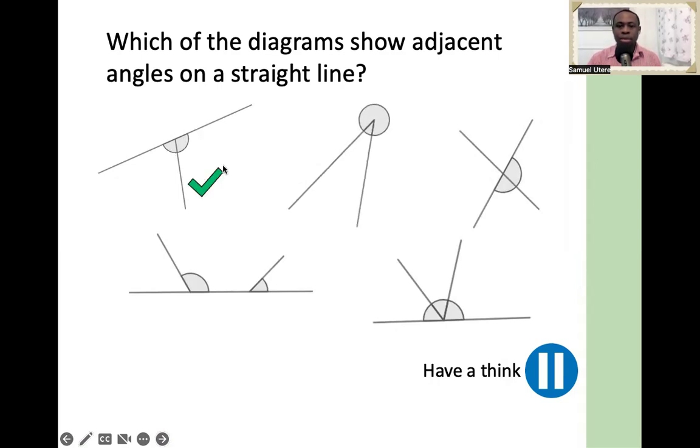That is not. That is not, because although these angles, if we were to bring them together, could form 180 degrees when added together, they do not share a common vertex, neither do they share a common line. But this is, although we have three angles, we can see these three angles share a common line and a common vertex.